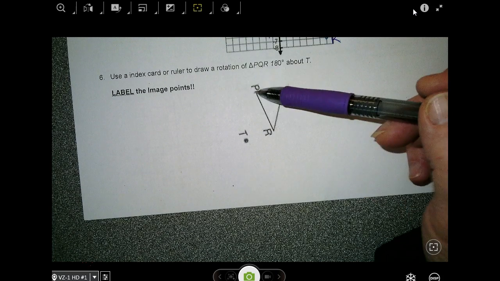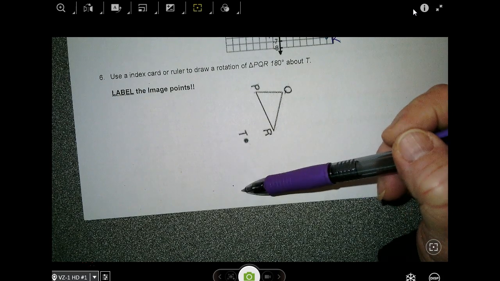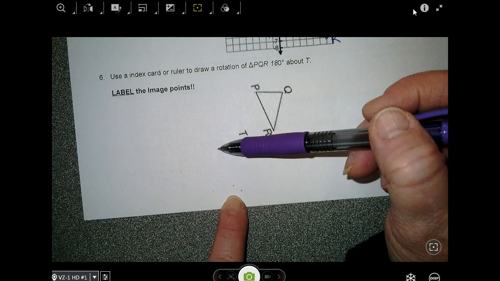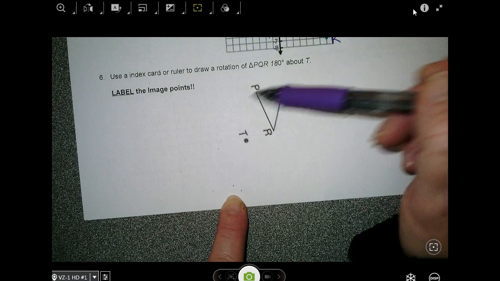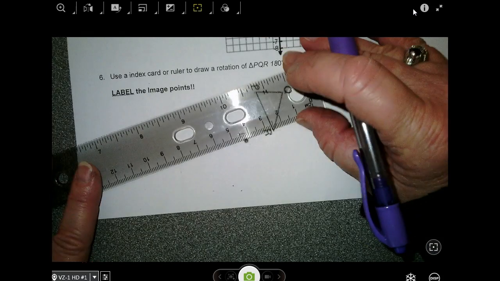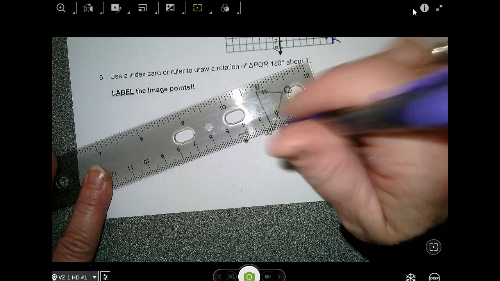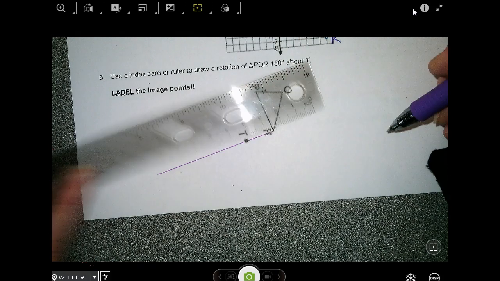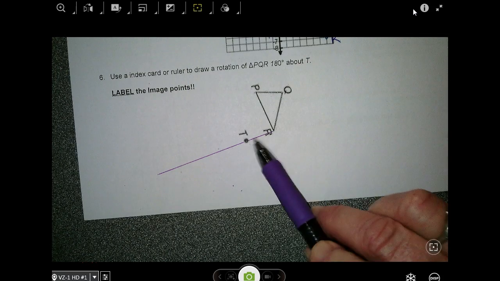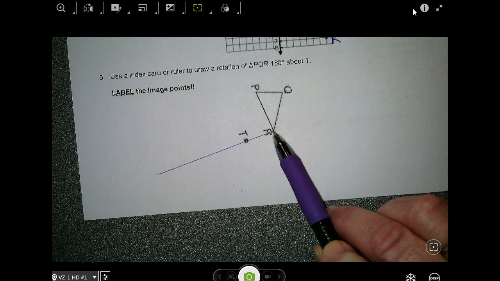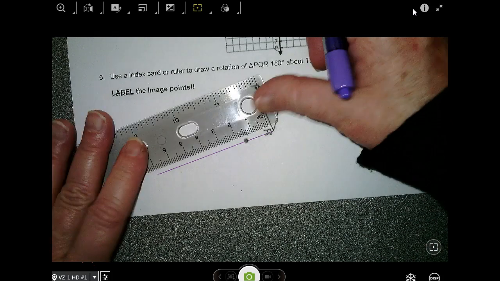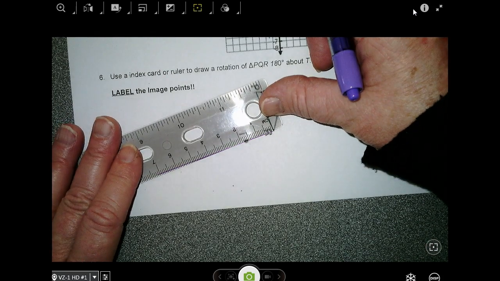So P should come this way, okay, to this side of T. Just trying to have you visualize it. R should come to this side, and Q should come around to this side. So what I suggest is the easiest way to do it is to go ahead and connect R through T and make a nice line. You don't even have to make it that big, because I have to make a mark the same distance from T to R on the other side of the line. So I'm going to measure in centimeters how far it is from R to T.